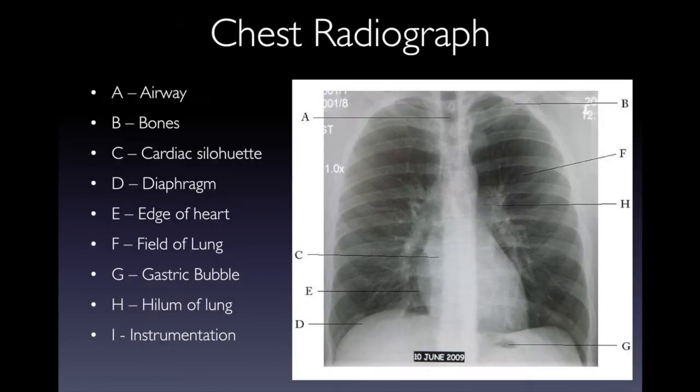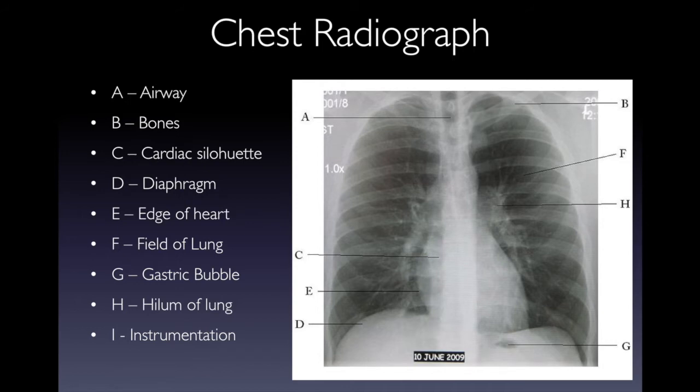We're going to start reviewing our films, and the suggested pattern I use is the mnemonic A through I. You want to start looking at airway, followed by B, which is bone, C is the cardiac silhouette, D is the diaphragm, E is the edge of the heart, F is the field of lungs, G is the gastric bubble, and H is the hilum of lung, and I is finally instrumentation.